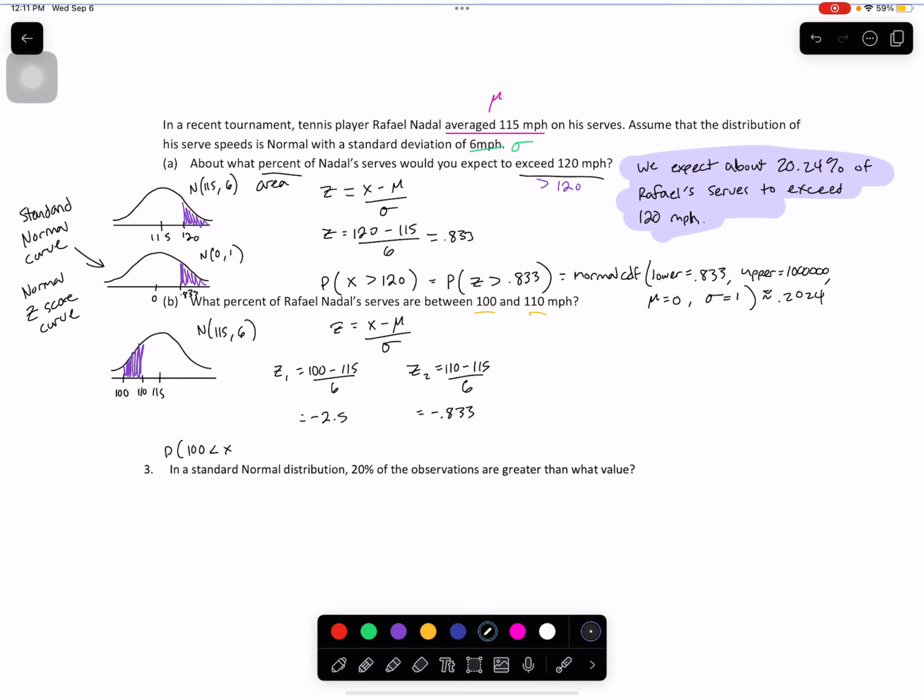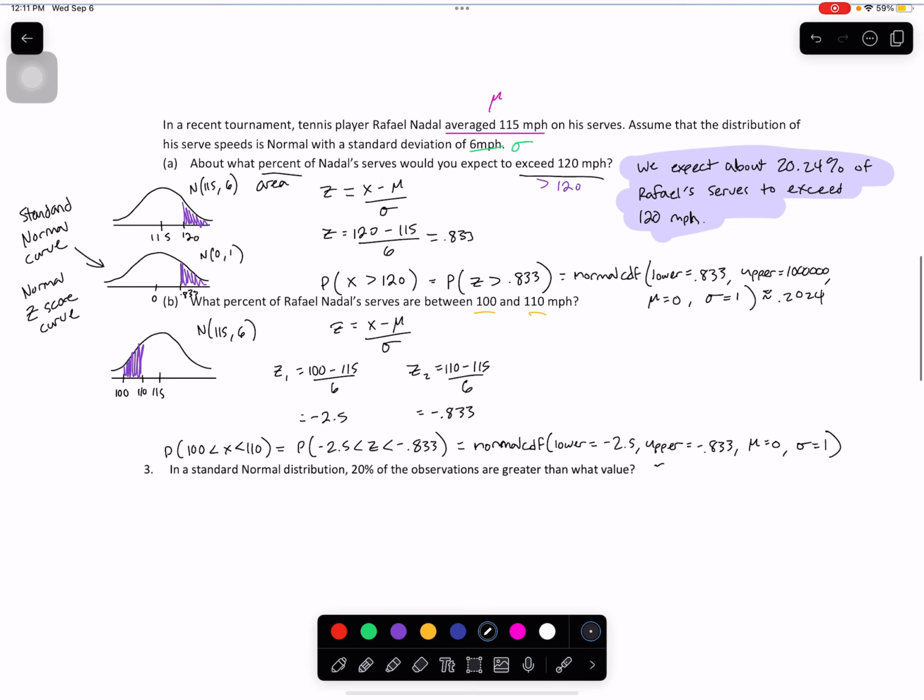Okay, so then my probability statement is going to be like this: proportion of values between 100 and 110 is the same as the proportion of z-scores between negative 2.5 and negative 0.833. So this time I have an upper and a lower bound that I found. So I'm going to make sure my normal CDF statement reflects that. So my lower is negative 2.5, my upper is negative 0.833, my mean is 0, and my standard deviation is 1.